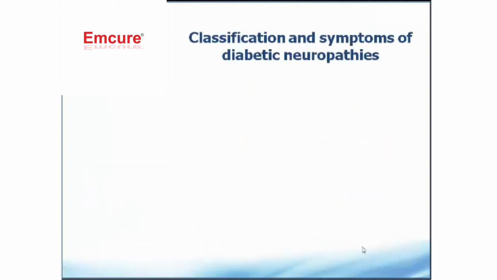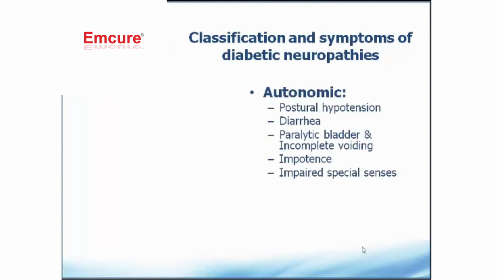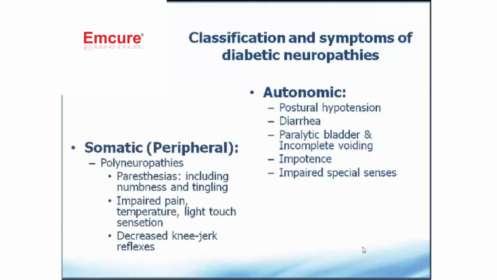The classification of these neuropathic complications is as follows. Autonomic diabetic neuropathy involves postural hypotension, or the patient can experience severe diarrhea, paralytic bladder or impotence, and impaired spatial senses. Diabetic neuropathy also brings somatic or peripheral complications like paresthesia, which includes numbness and tingling, and impaired pain and temperature sensation, or the patient is unable to experience light touch and sensation, and this even decreases knee jerk reflexes.